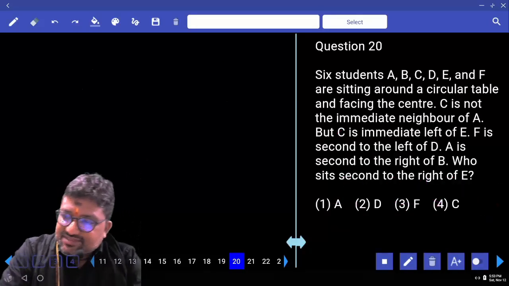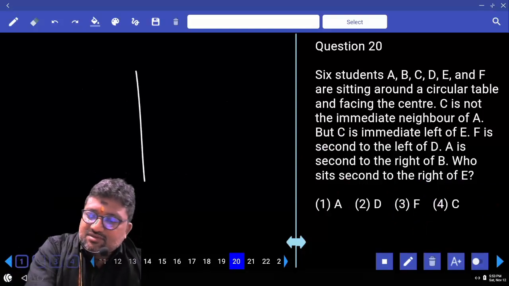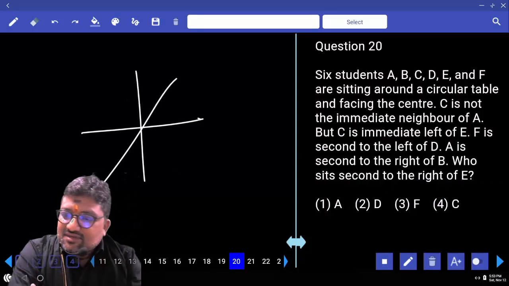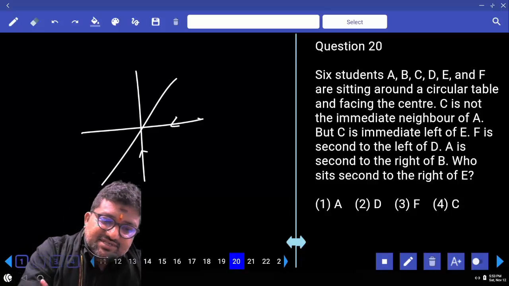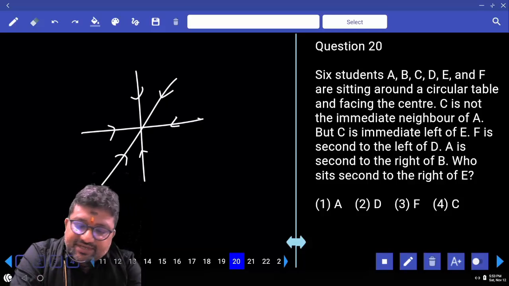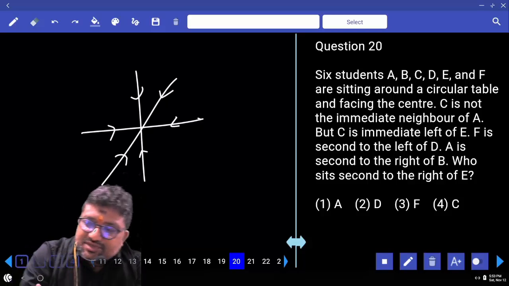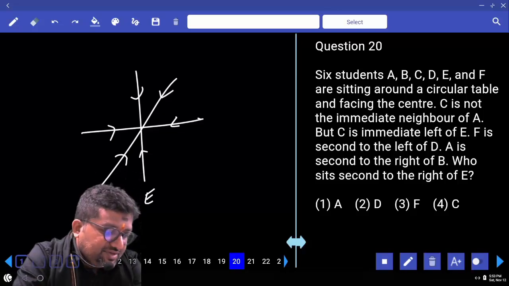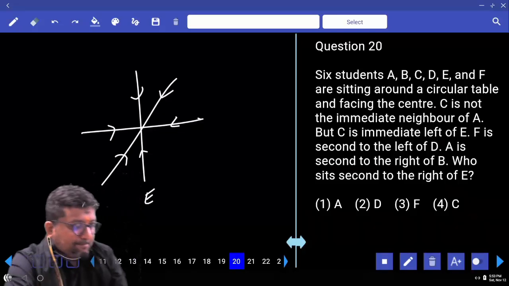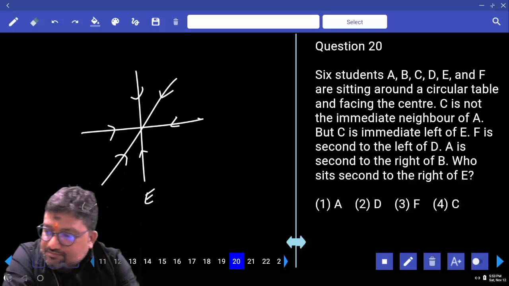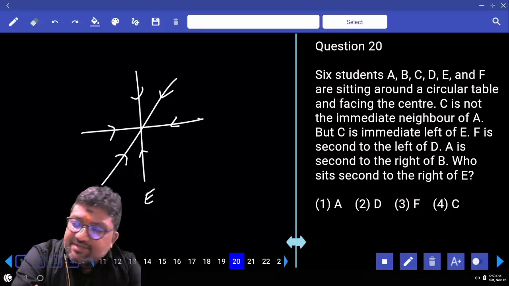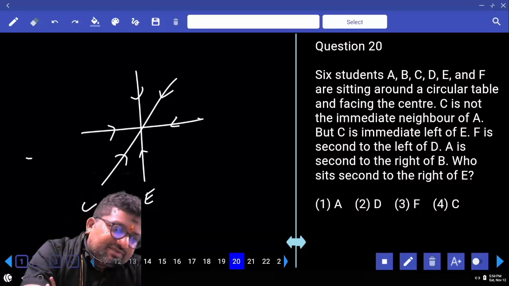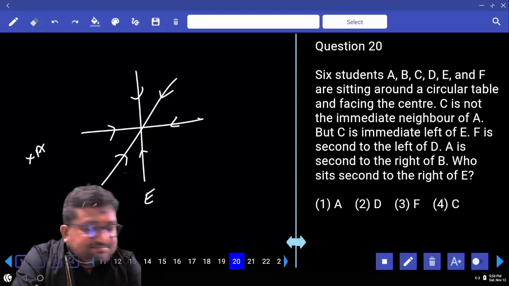Six students A, B, C, D, E, F are sitting around a circular table, all facing the center. C is not an immediate neighbor of A, but C sits to the immediate left of E. What's the next point? C is not an immediate neighbor of A, so obviously this position is not for A.